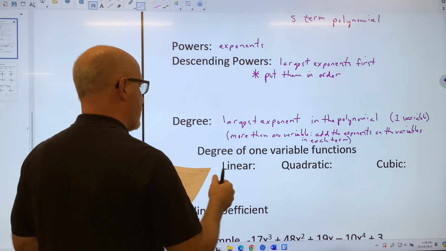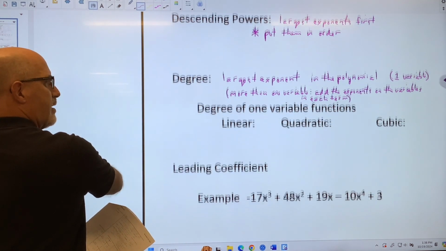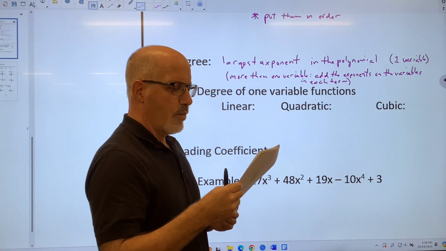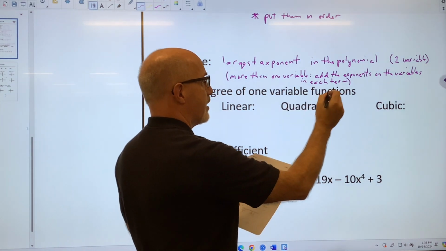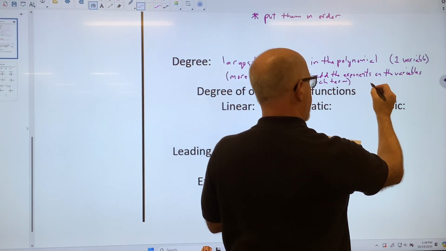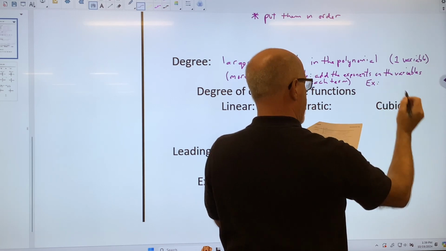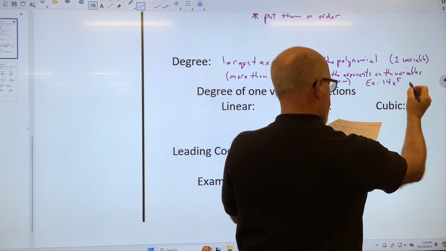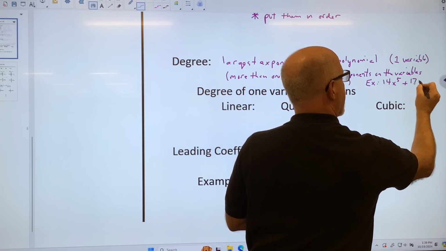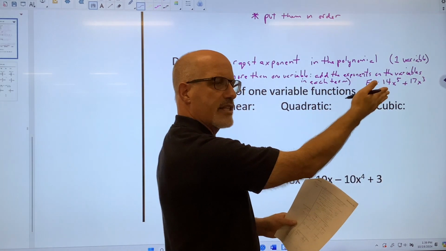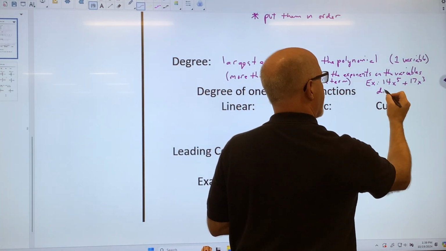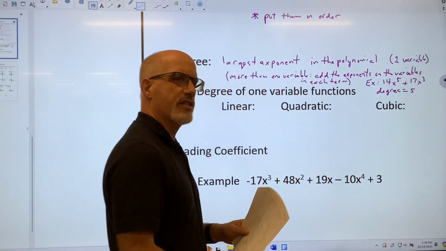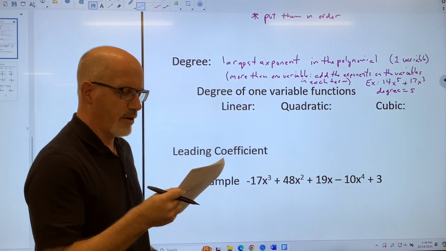All right, so for the degree of a one-variable function, let's say that x is our variable. Let's do an example of degree here. If we had 14x to the fifth plus 17x to the third, what is the largest exponent on one of the variables? The degree would equal 5, because that 5 is the largest exponent we have on that single variable.